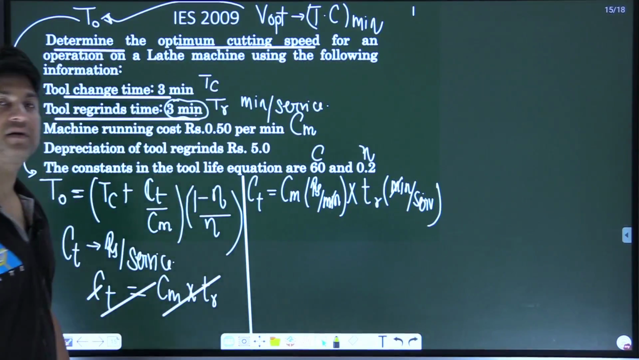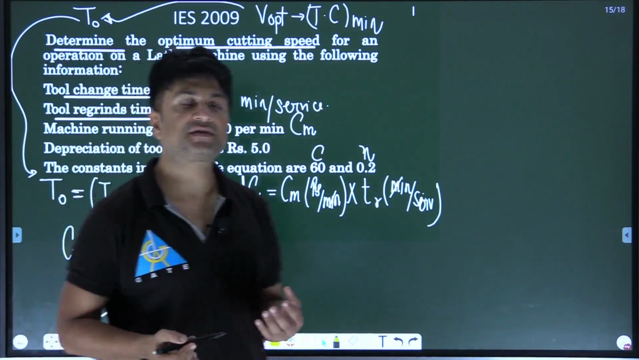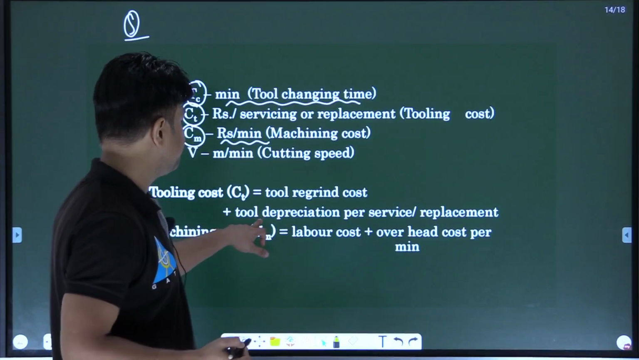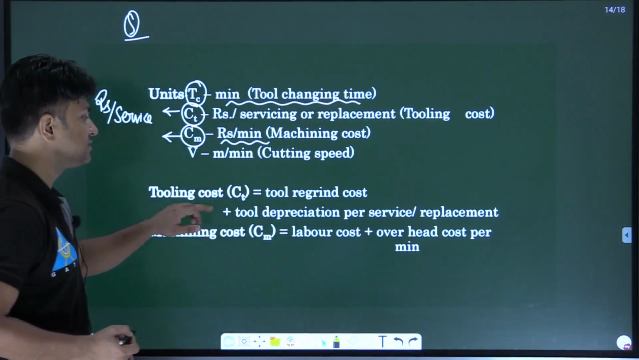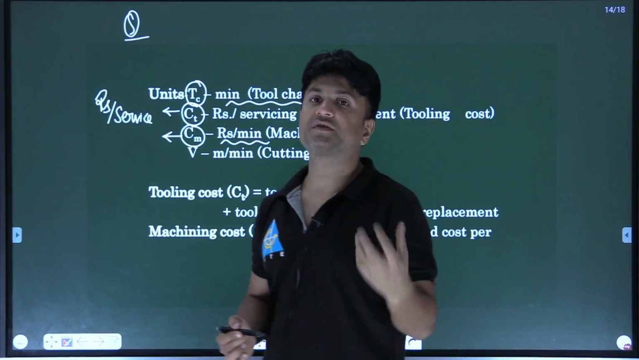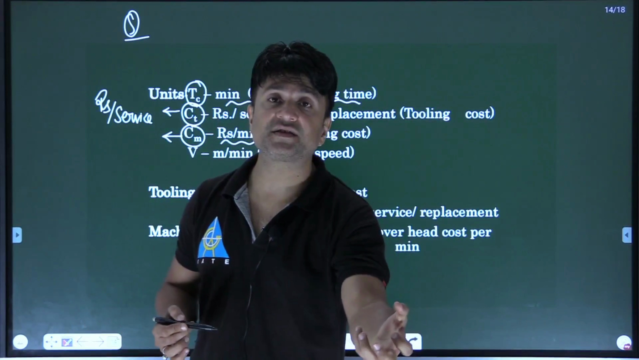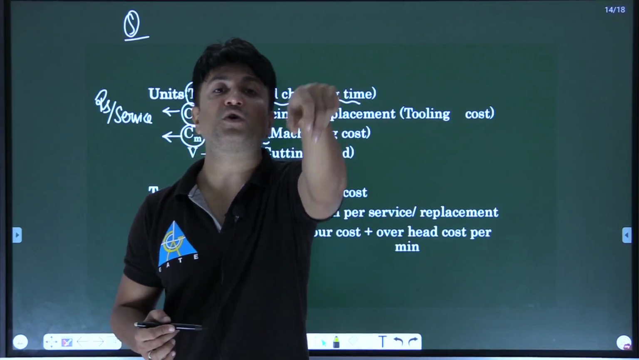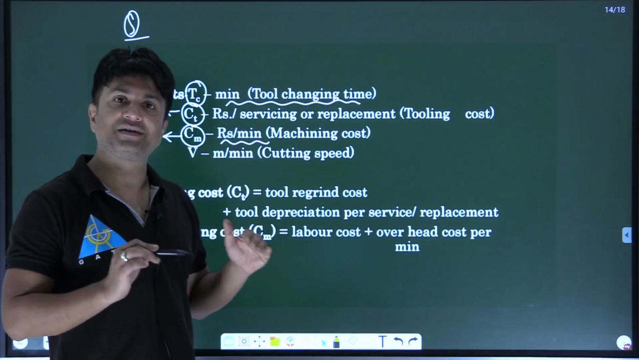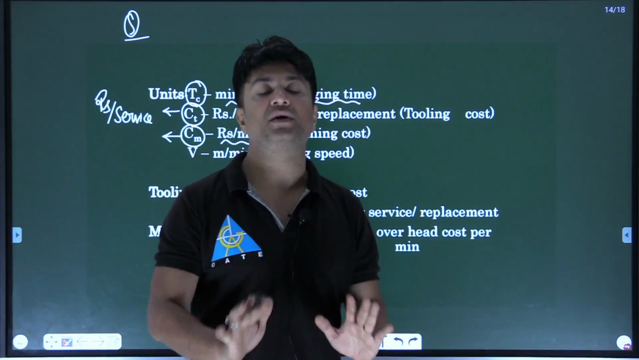So, rupees per service. Now after every service, what is the depreciation cost? Sometimes students are confused, sir, what is depreciation cost in tooling cost? Basically, student, the depreciation cost is the cost which reduces with time, which reduces after every service. So this is a cost per service which remains, and that cost we have to add in the expression. It is the derived thing. Just remember that thing only.